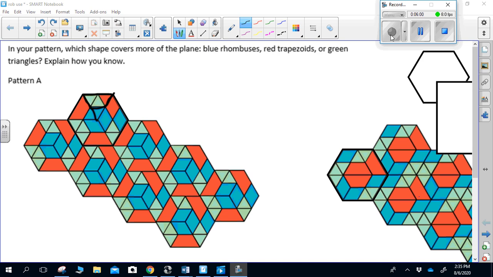And you should have chosen the red because within each hexagon, there are 9 red triangles, 3 in each trapezoid. And then there are 8 in all, which gives us a total of 72 red triangles versus 56 green or 64 blue.